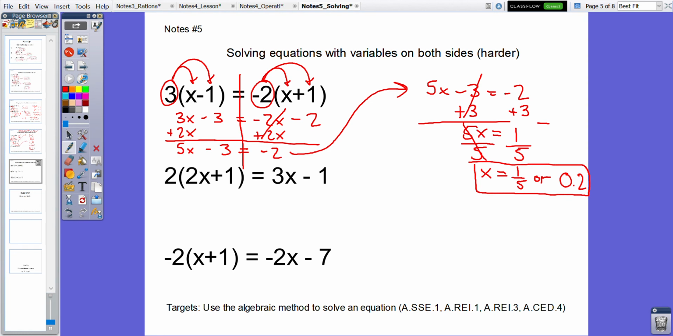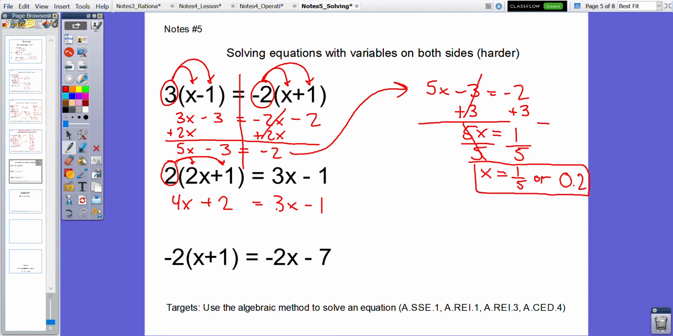2 times the sum of 2x plus 1 equals 3x minus 1. All right, so only one set of parentheses we have to deal with here. So once again, take the number on the outside and distribute. So 2 times 2x, 2 times 1. That gives me 4x plus 2. It's equal to 3x minus 1.